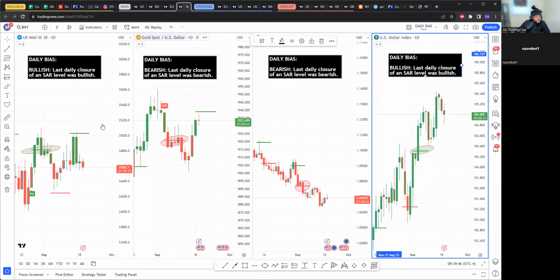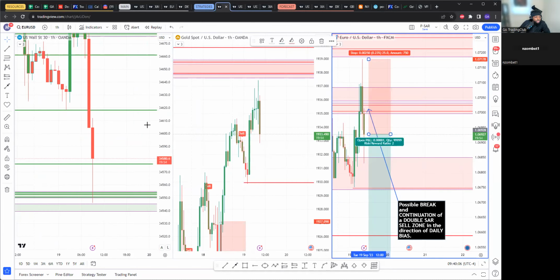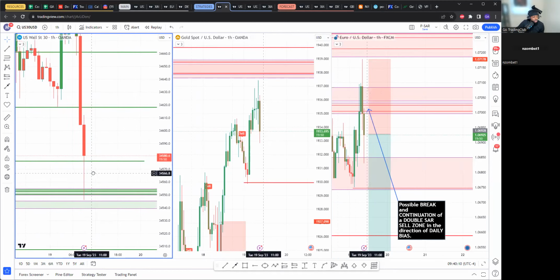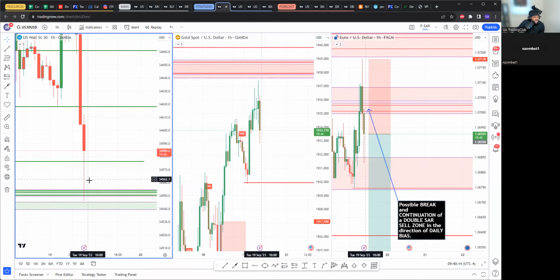So let me go over this again. Daily bias on US 30 bullish. Daily bias on gold bearish. However, gold printed this SAR buy, but until a daily closes above there, that's the only time I change my bias. Daily bias on EU is bearish. Dollar still bullish. On the 4-hour, we have a possible test and rejection on the hourly because it's actually a triple SAR zone that the current hourly candle is testing.